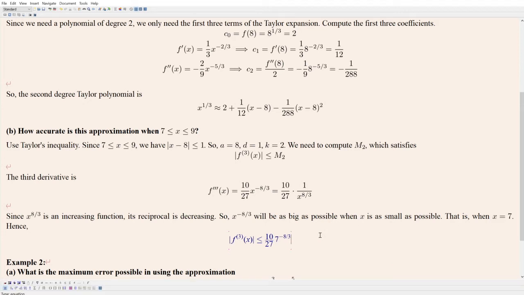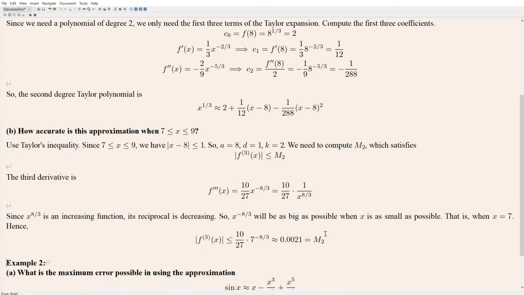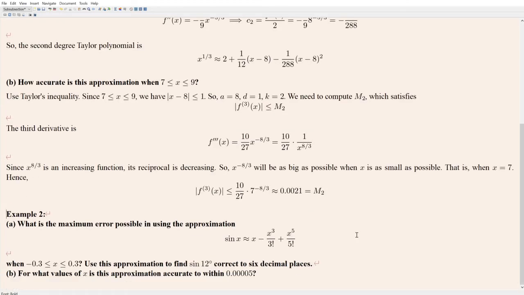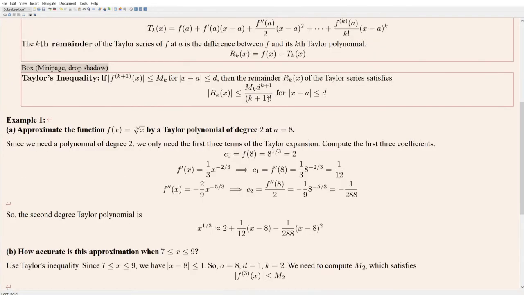I guess these parentheses aren't necessary. Let me just go ahead and throw that into the calculator and see what it gives us. So we get around 0.0021. So that's going to be our M. Okay, so now that we have all the ingredients, let's plug this into Taylor's inequality.